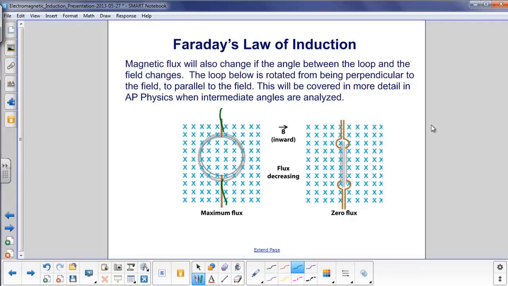We'll be covering this in more detail when we get to AP Physics, where we worry about what happens between this perpendicular nature here to the parallel. But in both those cases the area exposed to the magnetic field is decreasing, so the flux will decrease.